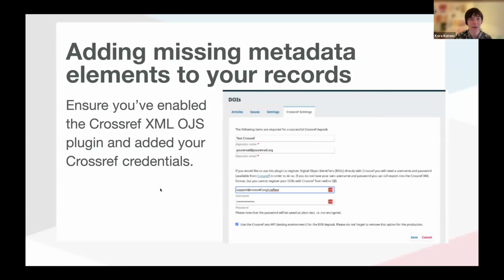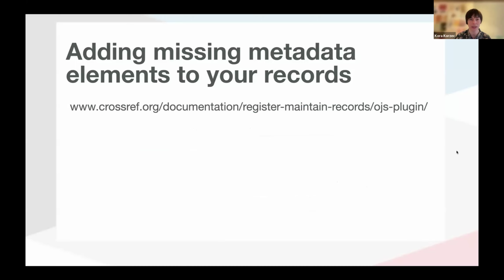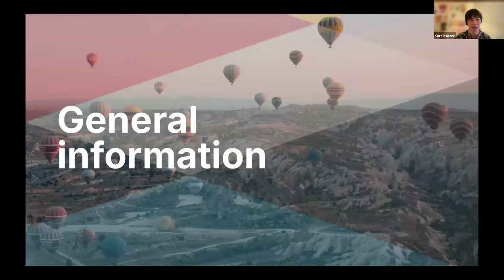And then in terms of adding your metadata records to your records, ensure that you've enabled the Crossref XML OJS plugin and added your Crossref credentials here. So as you can see, it's a little blurry, but you can see that there are your credentials added, normally with a password in the OJS, to be able to add your records or metadata elements to your records. All of this is explained in our documentation. So you can certainly go to that page after the session and review that in more detail.